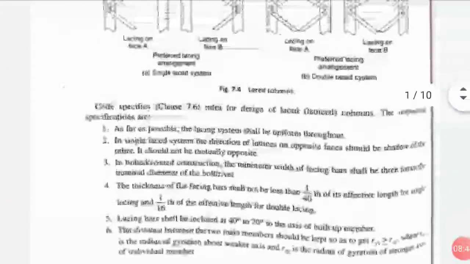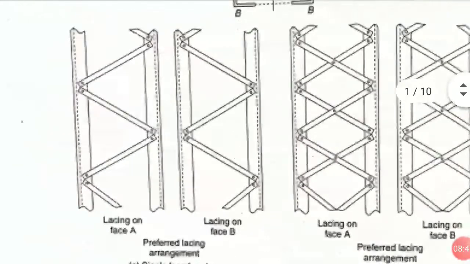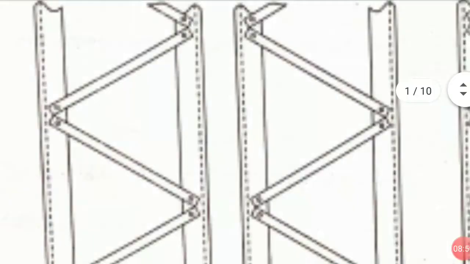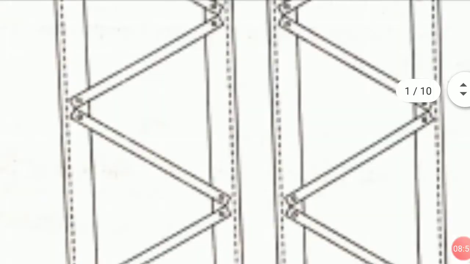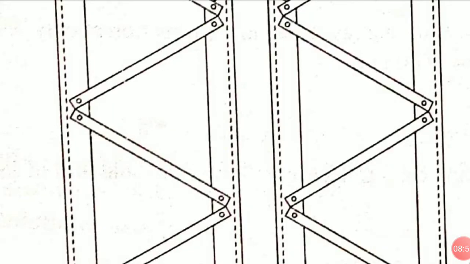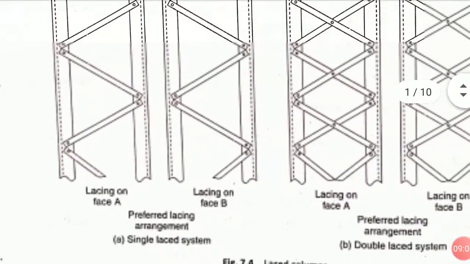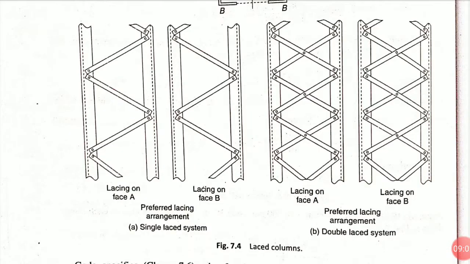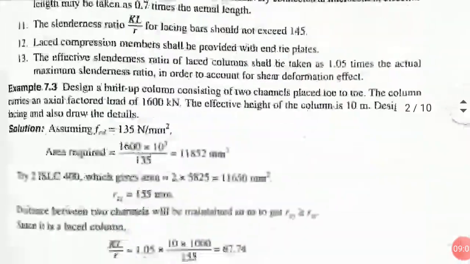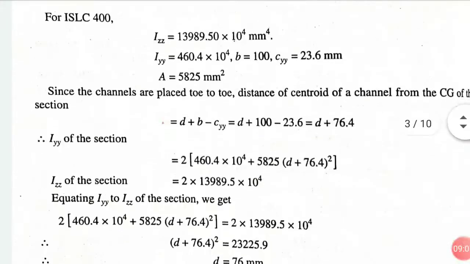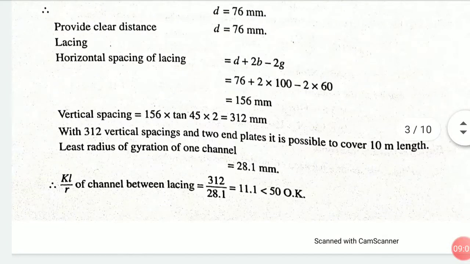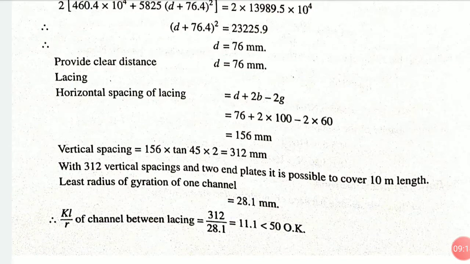Vertical spacing means from the end of one lacing to the end of the other lacing. This will form a triangle here. See here, lacing is forming a triangle. To get the vertical spacing between the end of lacing to the end of lacing, I will use that triangle and the inclination as 45 degrees. So vertical spacing will be 156, that is horizontal spacing into tan 45 into 2.